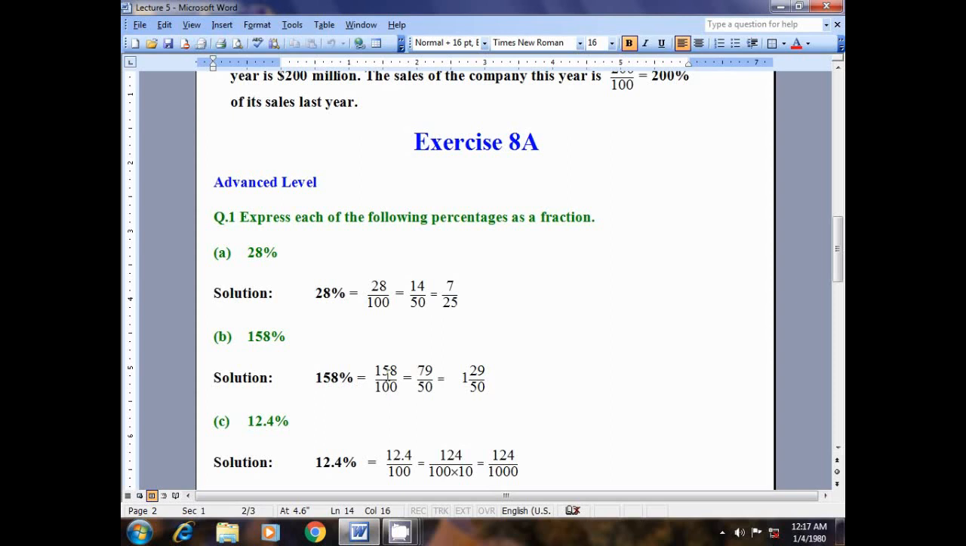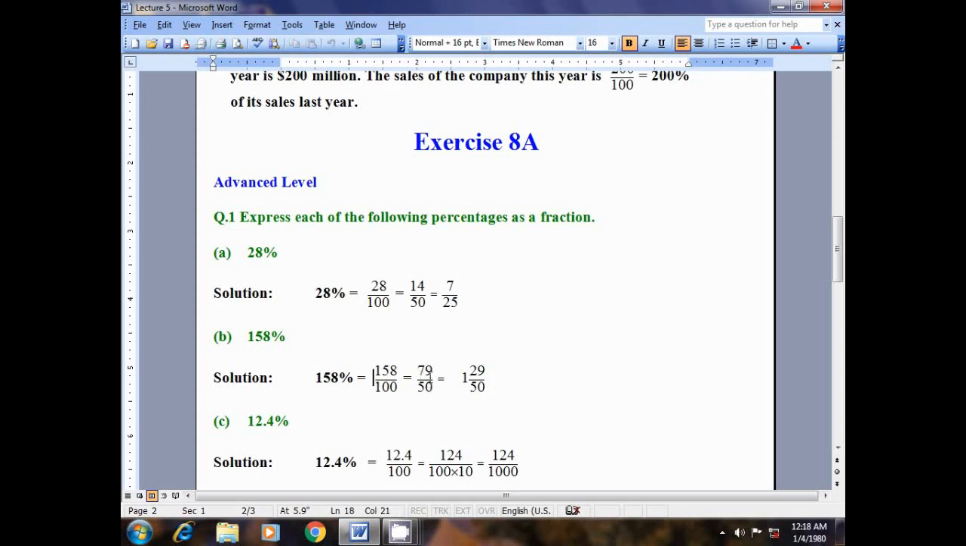Now 158 is a multiple of 2, which means 2 can divide this 158. Now 2 times 7 we have 14, and if we carry 1, the next digit 8 will become 18, and then 2 times 9 is 18. Same as if we divide 100 by 2, the quotient will be 50. Now we have an improper fraction in the form of 79 divided by 50.